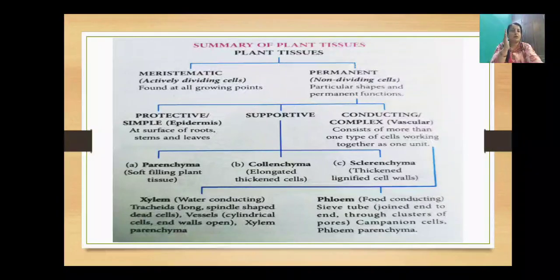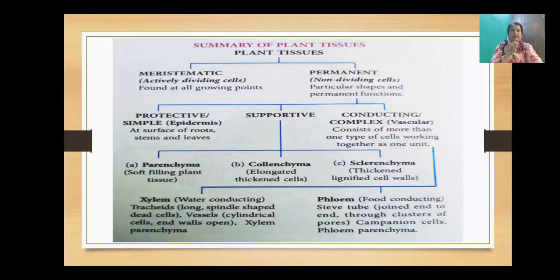Plant tissues are broadly classified into two categories. What were they? Meristematic and permanent. Meristematic are actively dividing cells found at all growing points. Permanent are non-dividing cells, with particular shapes and a permanent function. Further, the permanent tissue is divided into three subcategories: protective, supportive, and the third one is conducting.